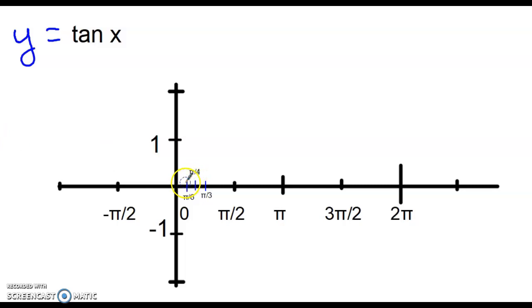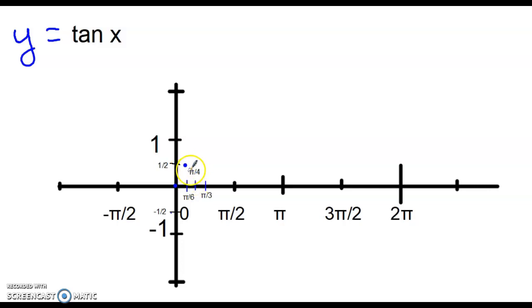So I'll put a little dot there. That might be a little too big. Right there. And then the tangent of pi over 6, that was one of those worst ones that I told you about. And that was what? Root 3 over 3. And root 3 over 3 is 0.57, so just about a half.